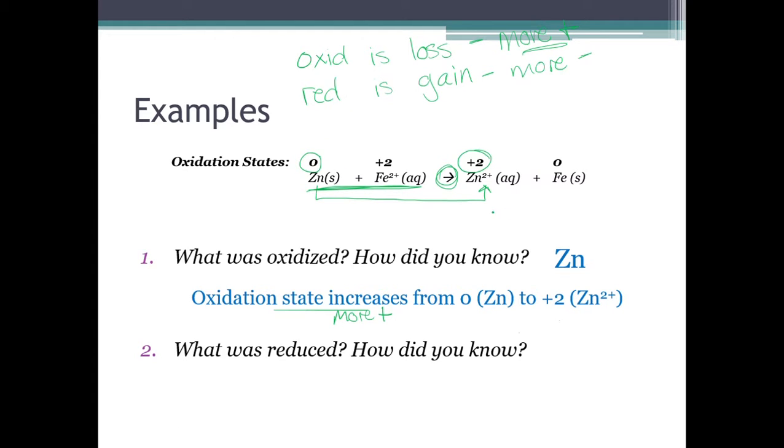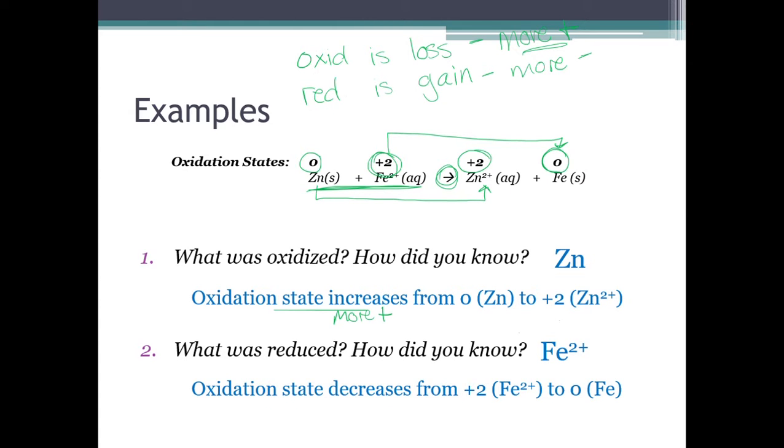So that kind of gives away which one is reduced, but we can still double check it. We are left with the iron ion over here with a +2 oxidation state in the reactants. And in the products, it has a 0. So from here to here, the oxidation state became more negative. So we can say that Fe2+, because again, it should always be a reactant, Fe2+ was reduced, because the oxidation state decreased. It became more negative. It must have gained electrons, and reduction is gain. It's a little weird, this system.